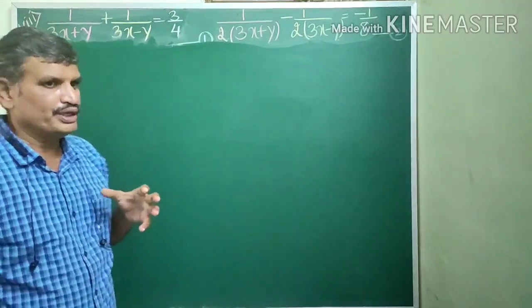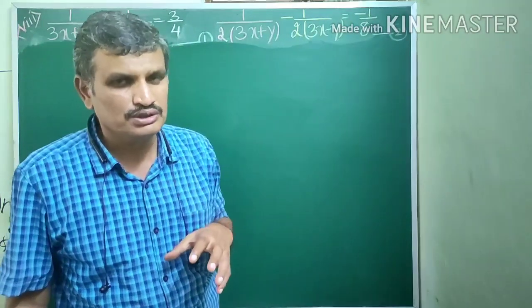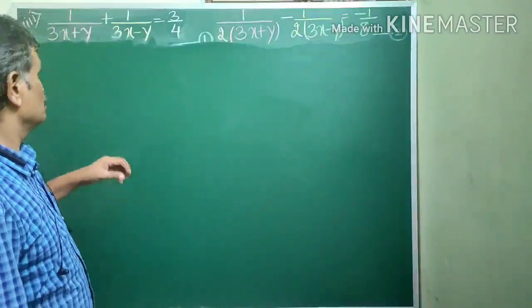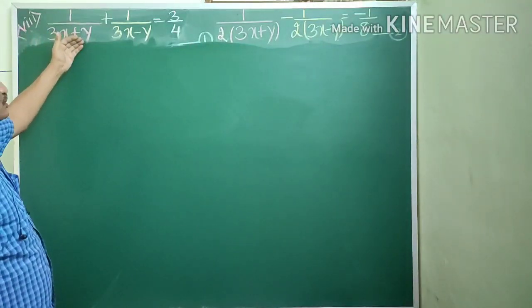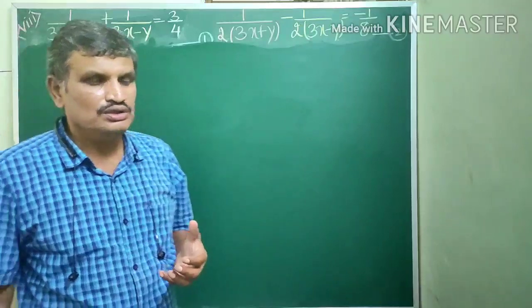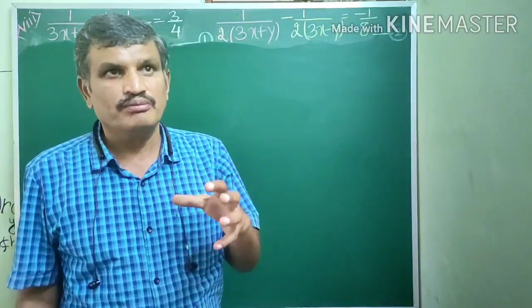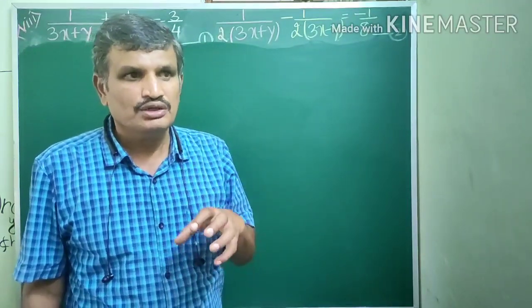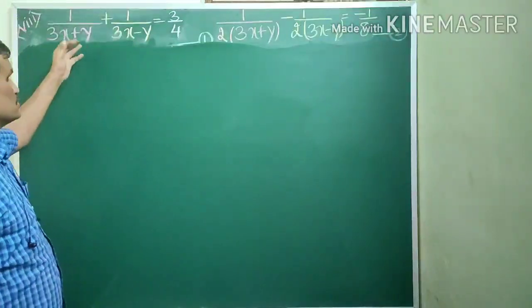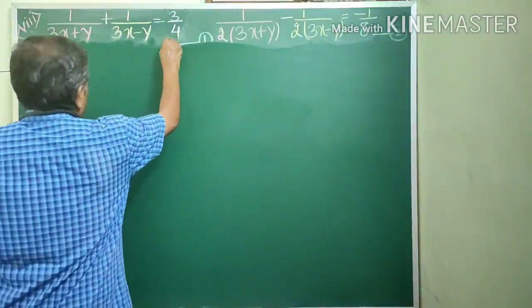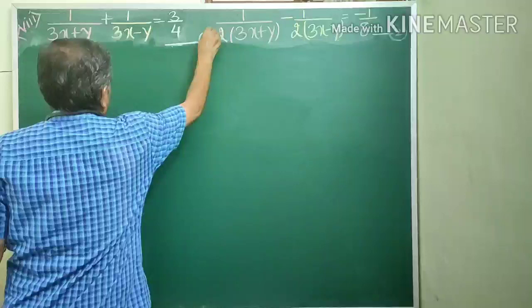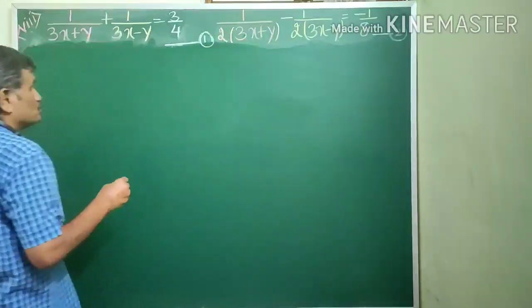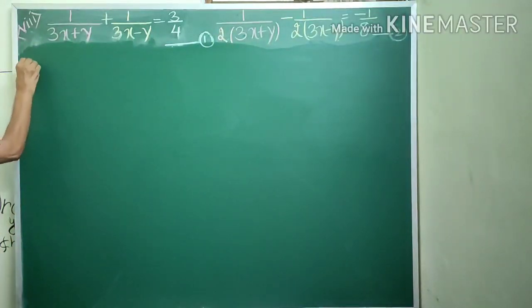We can solve a pair of linear equations in two variables when two variables are given in the denominator. So far in the videos that we have solved, there were single variables like 1 by x and 1 by y. Here we are having two variables. In that case, how to solve? The first equation I'll call equation 1 here, and the second equation I'll call equation 2 here. The method remains the same.